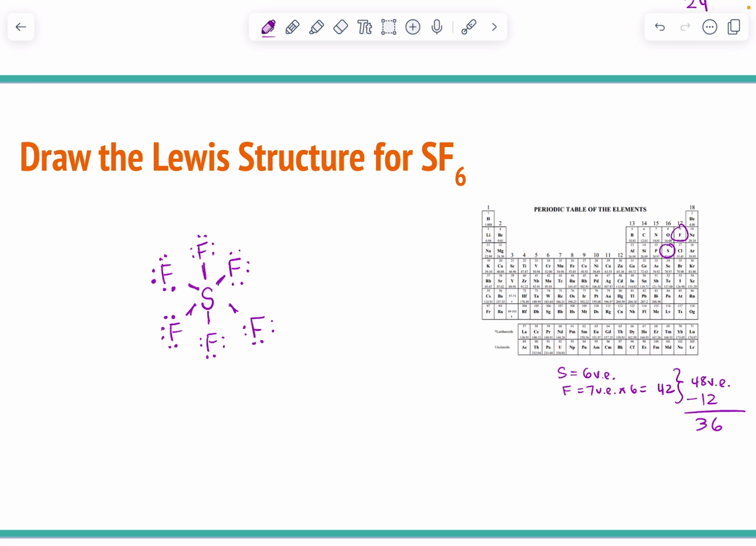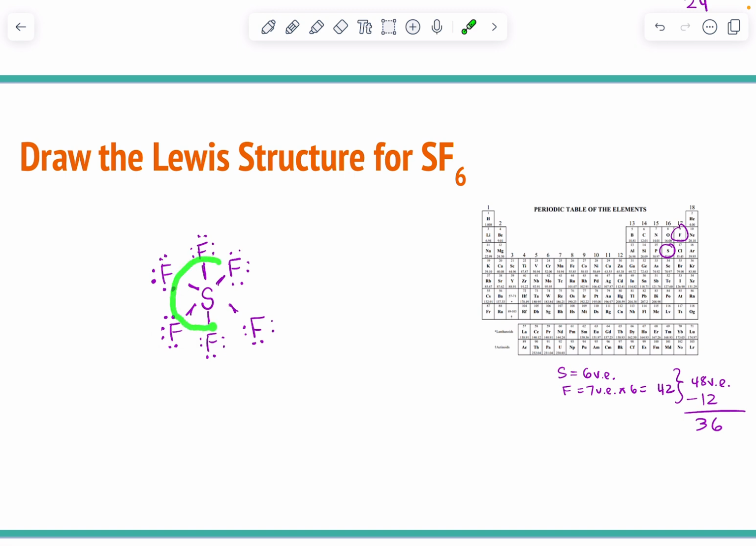Okay, so we used 12 around the middle, 36 around as lone pairs. So we see each fluorine has 8. If I circle the 6 dots and the line there, that represents 8 electrons, and so each fluorine has 8 electrons.